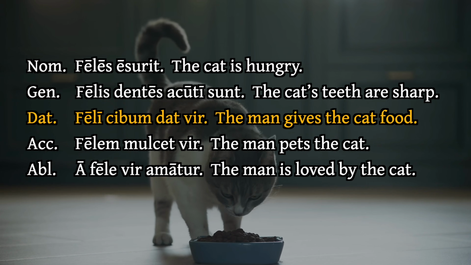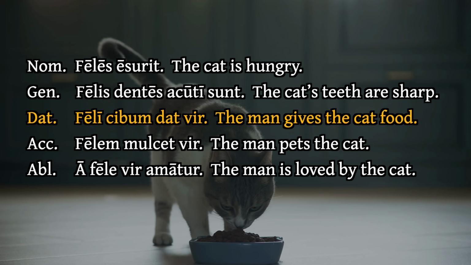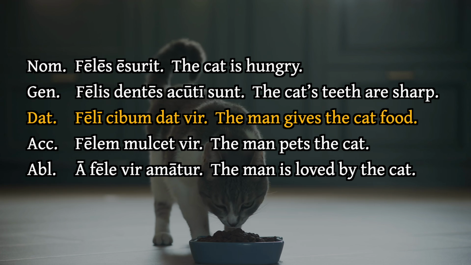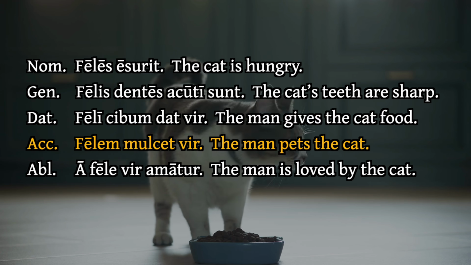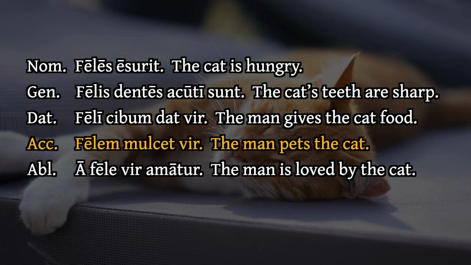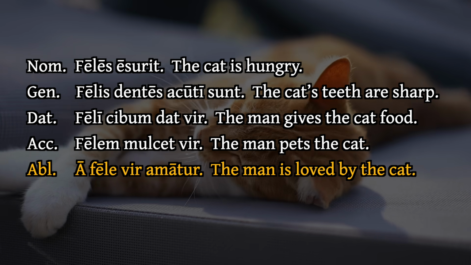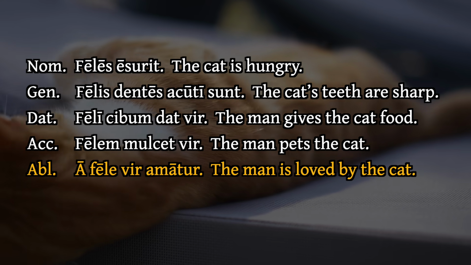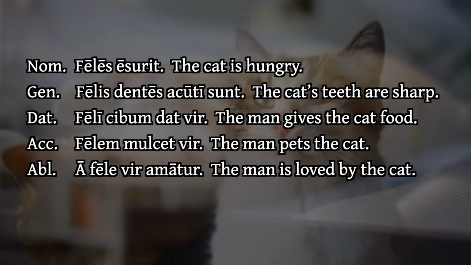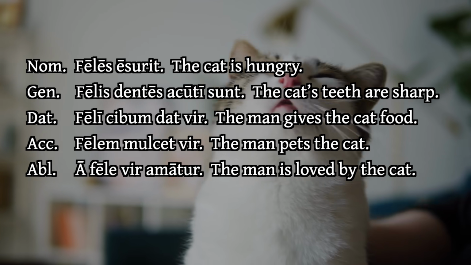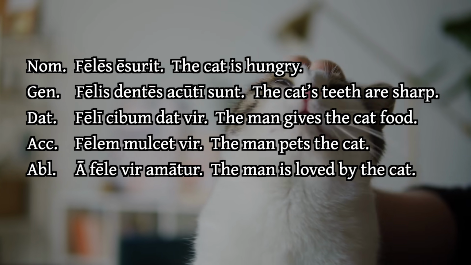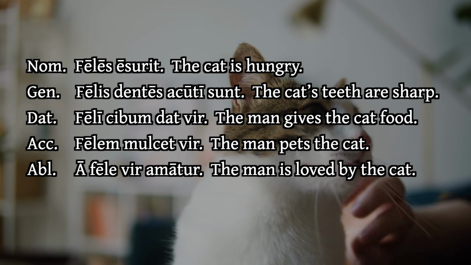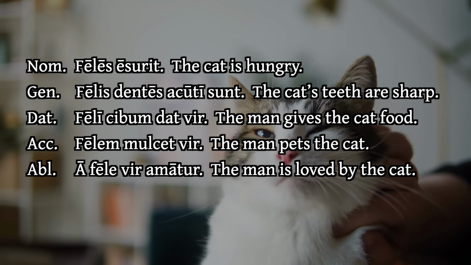Notice that the dative is fossilized in this English word order, but if we changed it, we would need the preposition to: the man gives food to the cat. Accusative: felem mulcet vir, the man pets the cat. Ablative: a fele vir amatur, the man is loved by the cat. As you can see, Latin word order is quite flexible. These sentences could have been arranged in almost any order, due to the clarity of relationships between the nouns provided by this highly inflected case system.